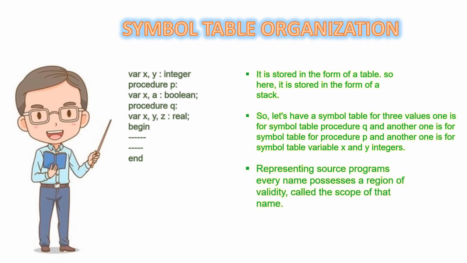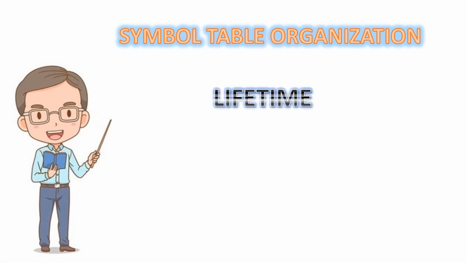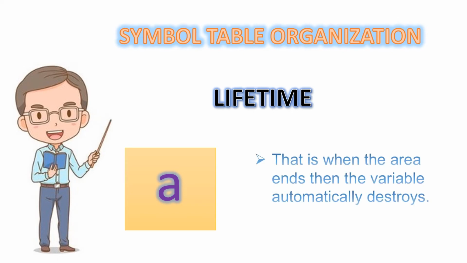Next, representing source programs. Every name possesses a region of validity, called the scope of that name. The scope is the lifetime of a variable. It is the area under which a variable is applicable or alive. Let's consider a particular variable A. A variable is used within the block in which the area is applicable or alive. So, the actual definition of scope is a block or a region where a variable is declared or defined. When a block ends, that is when the area ends, then the variable is automatically destroyed.